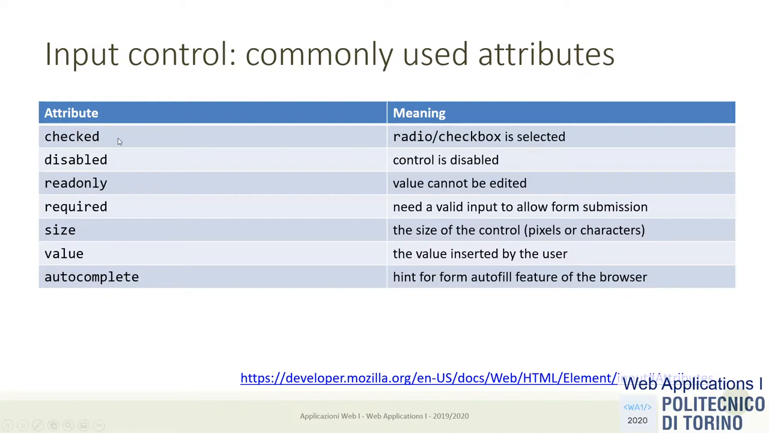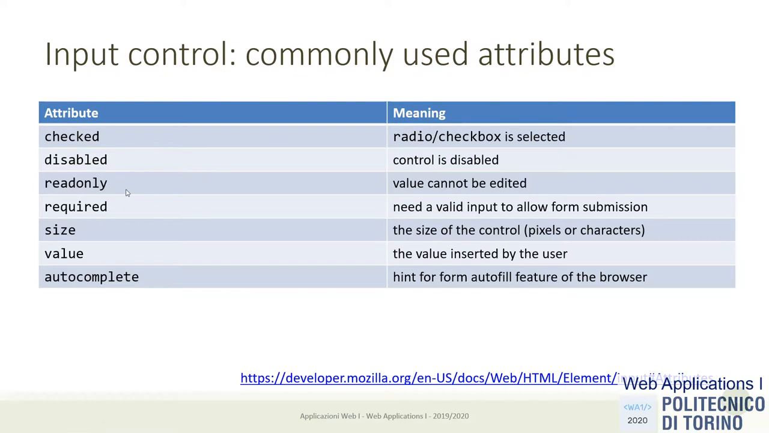All of these attributes can be written in the HTML code, or can be read or written by the JavaScript code, of course. This is the general rule that every HTML attribute is also accessible through the DOM. So you can think of them when you're designing your page, or you can also think of them when you are programming your callbacks. Disabled is for disabling a control, so the control will still be visible, but the user will not be able to interact. It's grayed out.